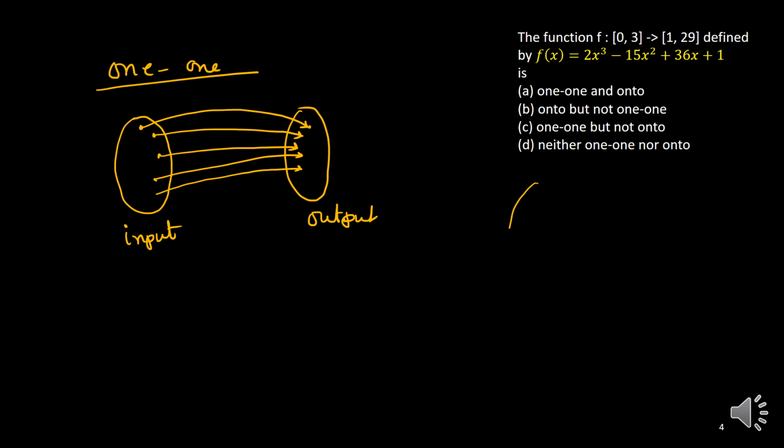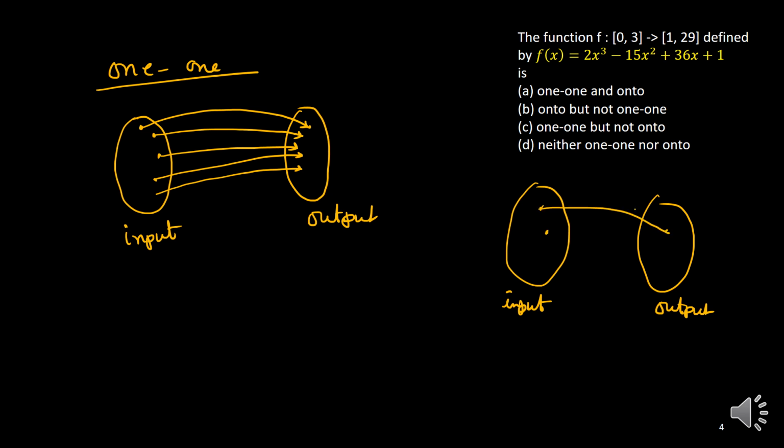It's like this. Suppose this is one input and this is your output, but I have two inputs that correspond to one image. These two values x1 and x2 both produce the same value, meaning f of x1 is the same as f of x2. In that case, it's a many to one mapping. This is many to one mapping.